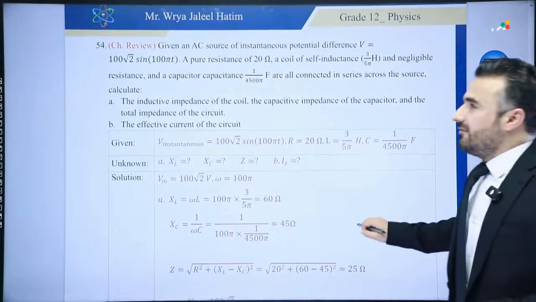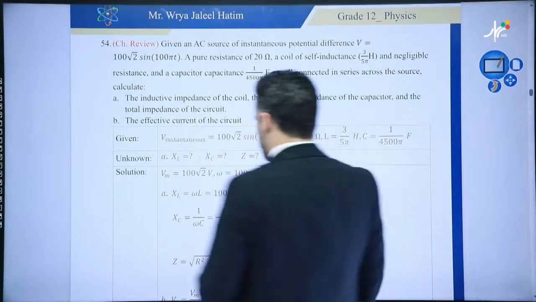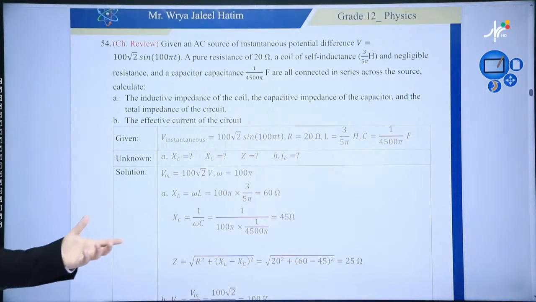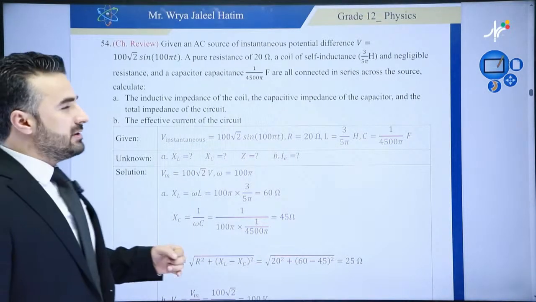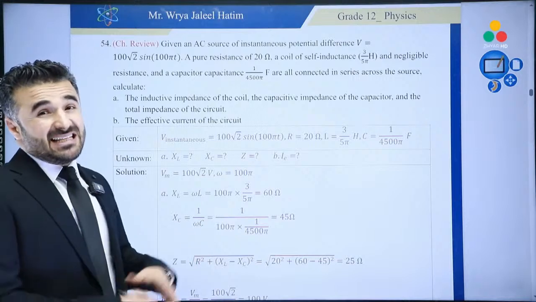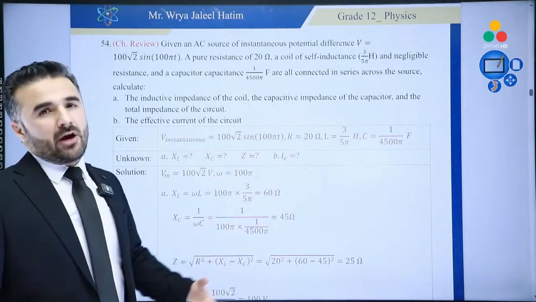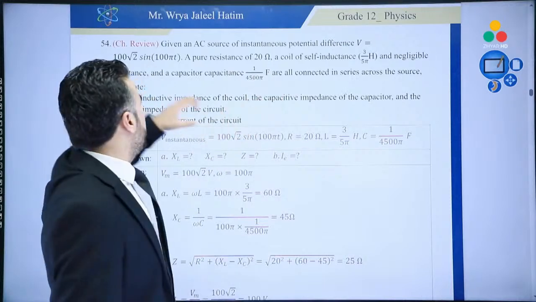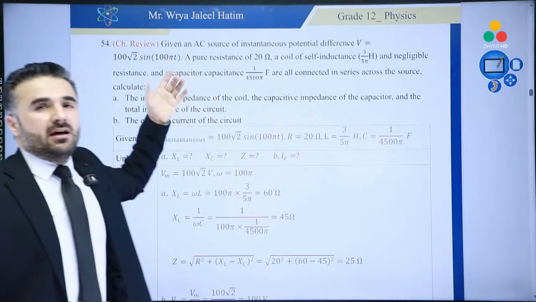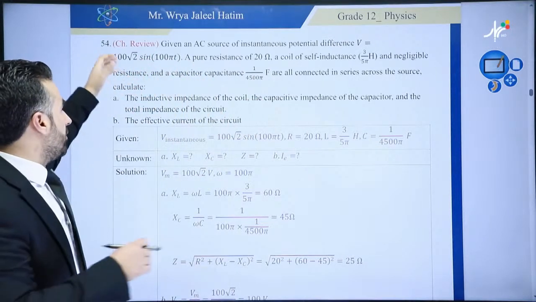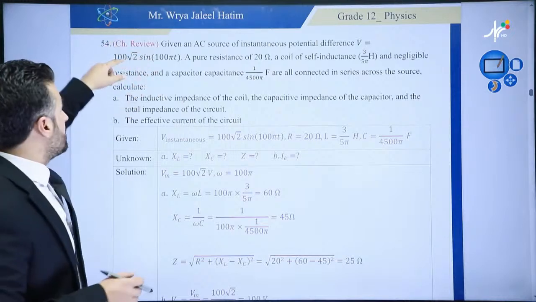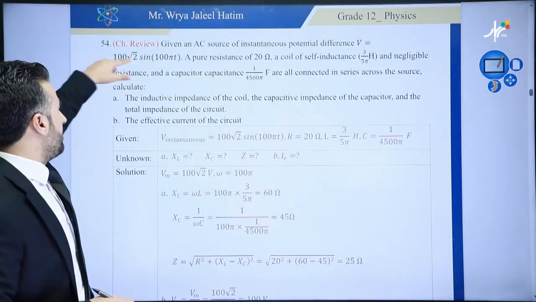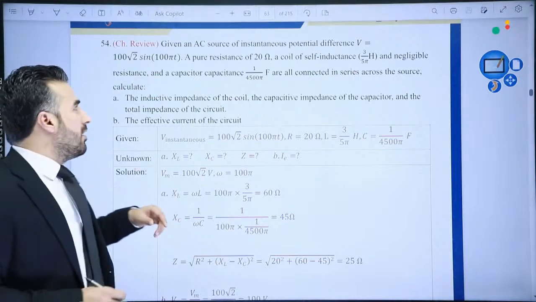Question 54. What does it say? Given an AC source of an instantaneous potential difference. It is very important to know that whenever instantaneous values of voltage or current are given, you can always extract the maximum values from the equation, and most of the time omega as well. So don't forget, this part is maximum. We have the potential difference, so this is V maximum and this is omega here.